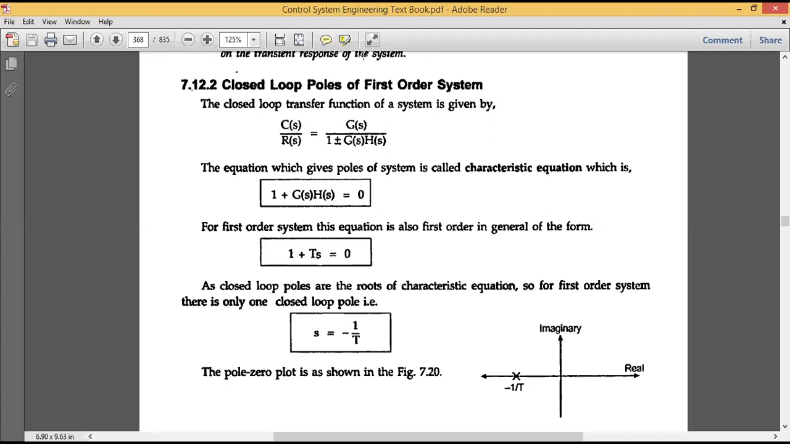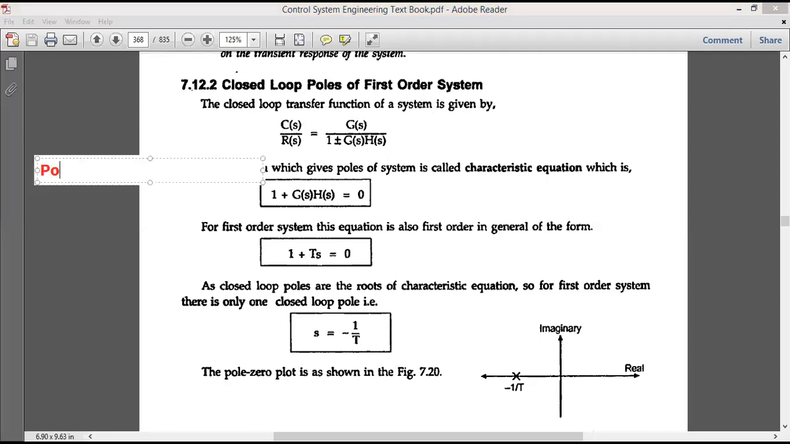Now always remember, poles are obtained in the denominator, and the zeros are obtained in the numerator. This is the identification of any transfer function, always remember.